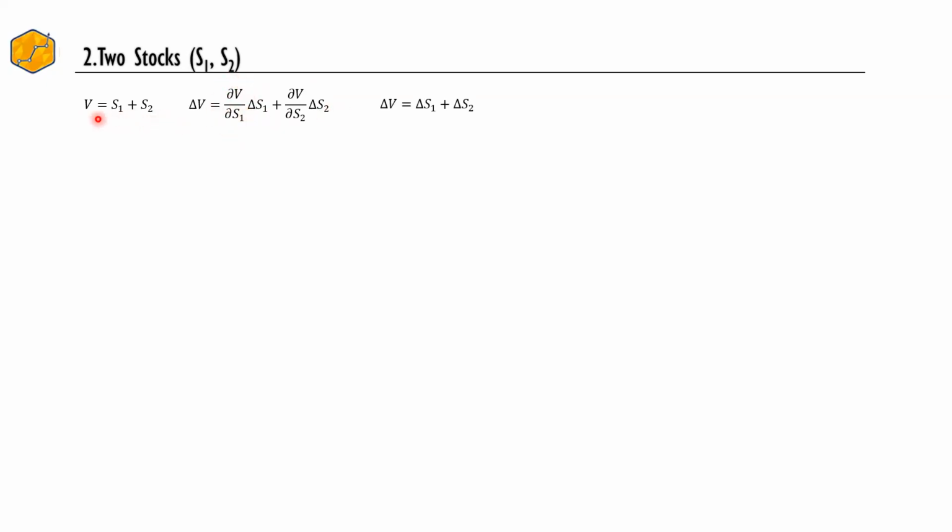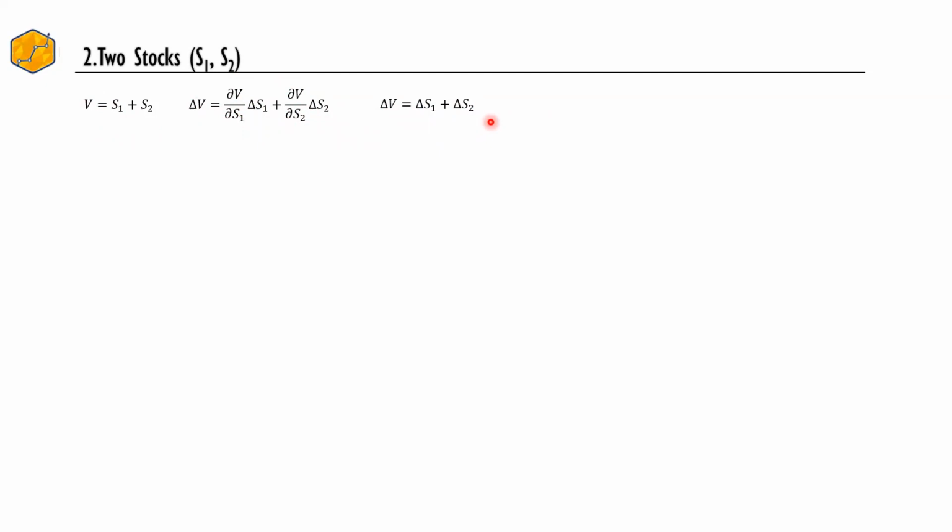Look at this. What is the partial derivative of V with respect to S1? It is 1, because S2 is constant, right? So this is 1, and this is also 1. So we get delta S1, and this is a trivial result, right? We know that delta V would be equal to delta S1 plus delta S2. Change in value of the portfolio will come from individual changes in the stock prices. This is a trivial result, but I'm just showing you that through Taylor series also you get the same result.